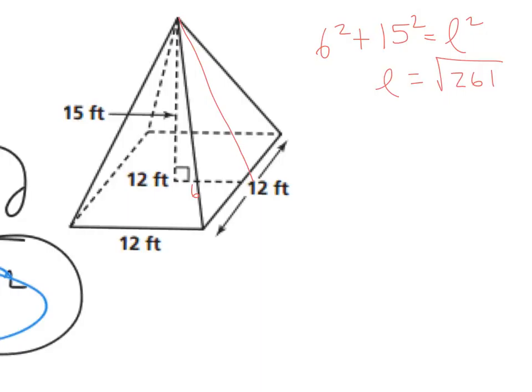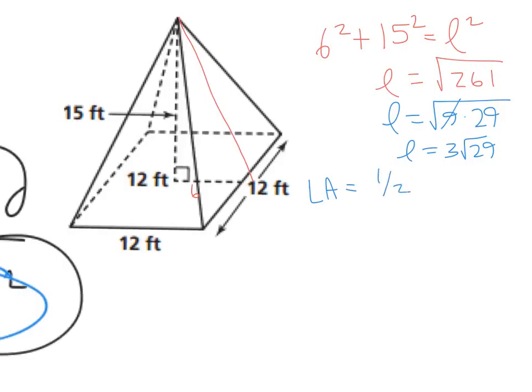The square root of 261 is the same thing as the square root of 9 times 29. So when you break this down, you're going to get 3 root 29. So that's the slant height. So you do lateral area equals 1/2 times the slant height times the perimeter of the base. So lateral area equals 1/2. The slant height is 3 root 29 and the perimeter is 48.